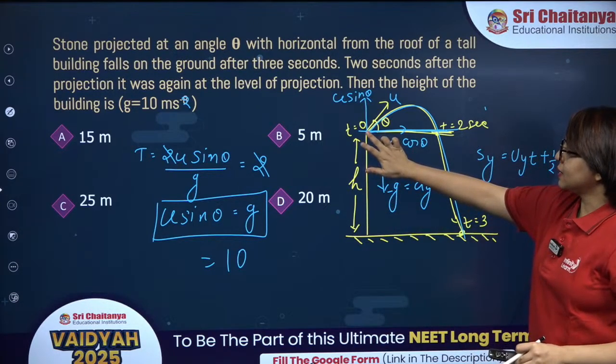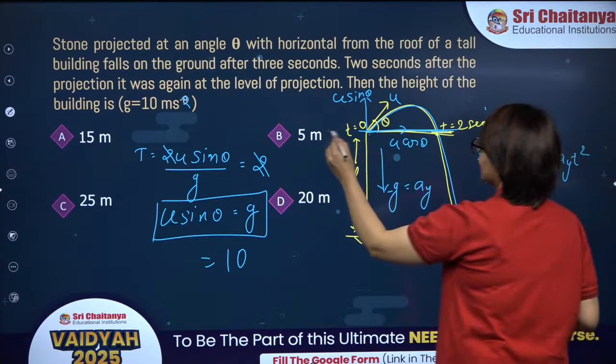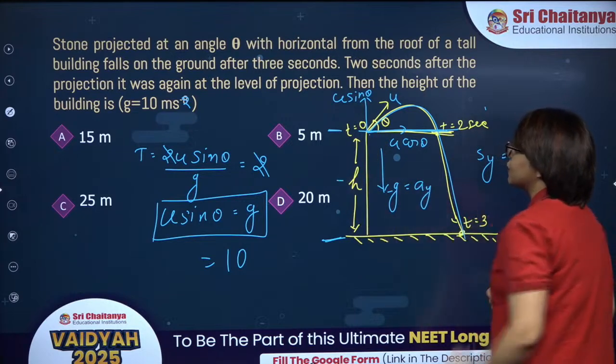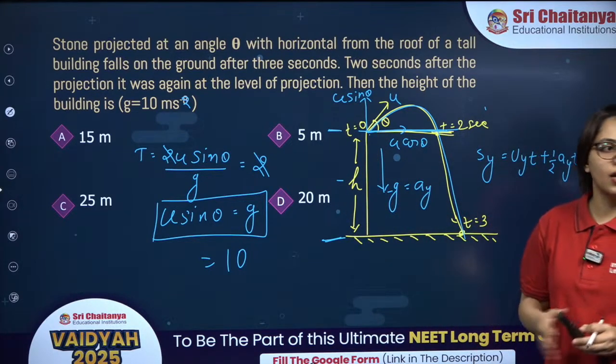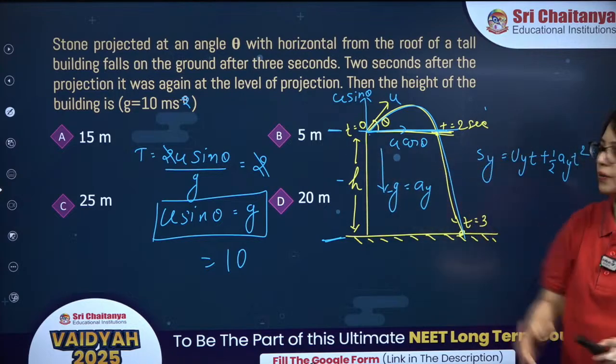Now the particle is starting from here, it is going up and coming down. So it was at this level, now it is at this level. So what is the net vertical displacement of the particle? Minus h, because the overall displacement is in the downward direction, right?